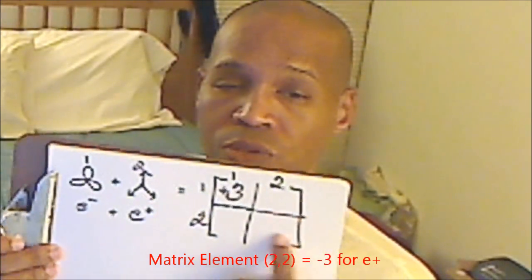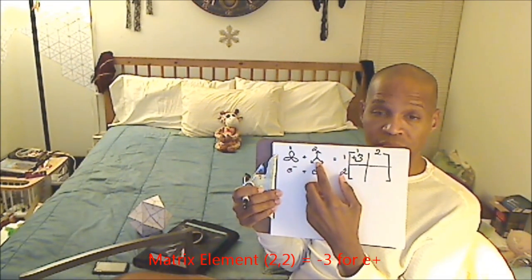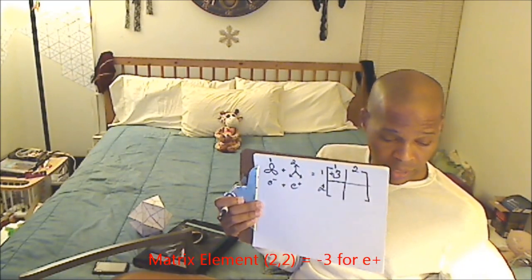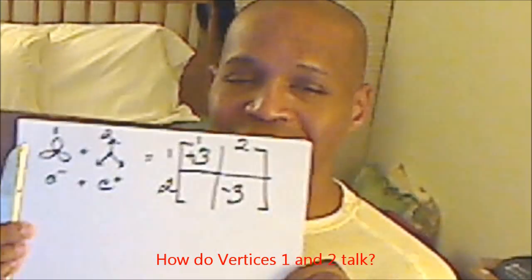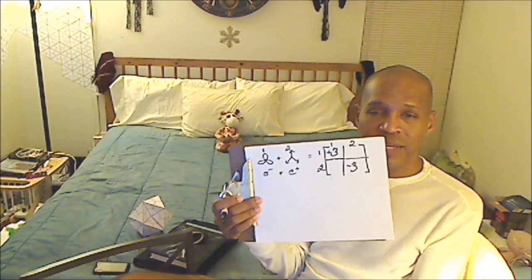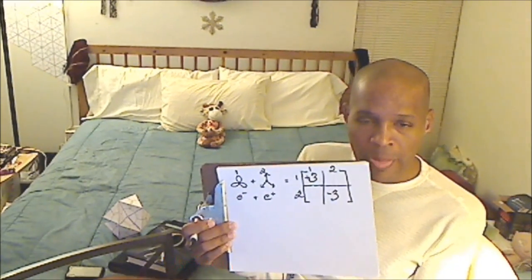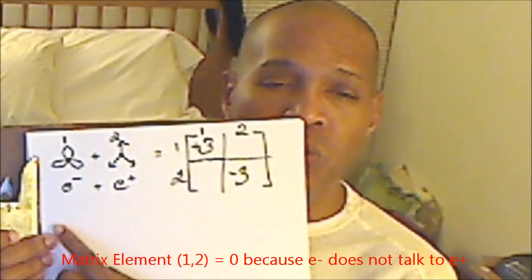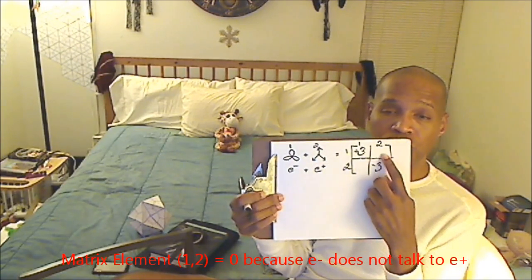Now, in slot 2-2 right here, what we're asking is, how does vertex 2 talk to itself? And from our previous arrangement, because we're dealing with arrows now, it's a -3. Now we have the extremely important question of how does vertex 1 talk to vertex 2? And the answer is, the only way they talk is when there's actually an edge connecting the vertices. And in this case, there are no edges, so they don't talk. So the answer would be 0. So we would say that 1 communicates with vertex 2 in a 0 way. So 1-2 here would be 0.